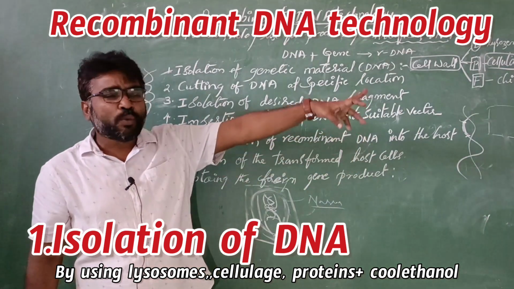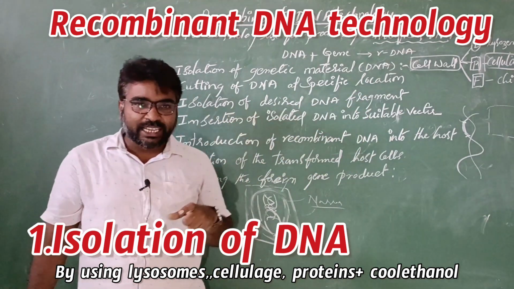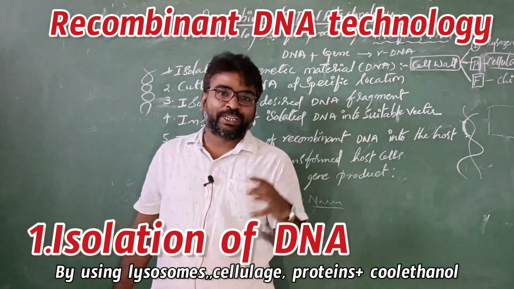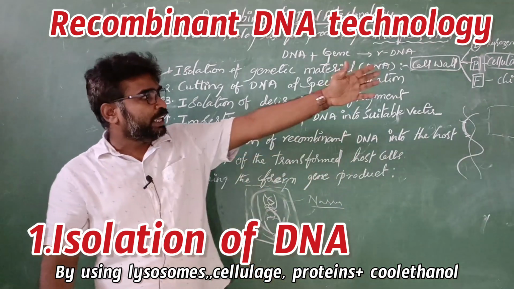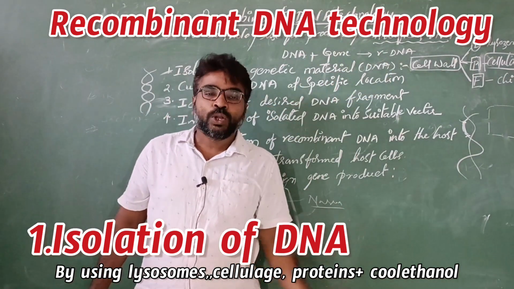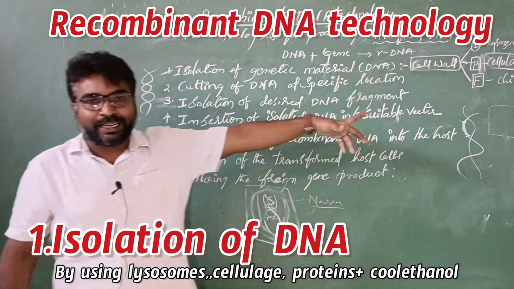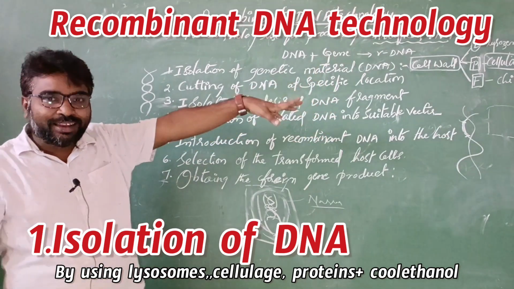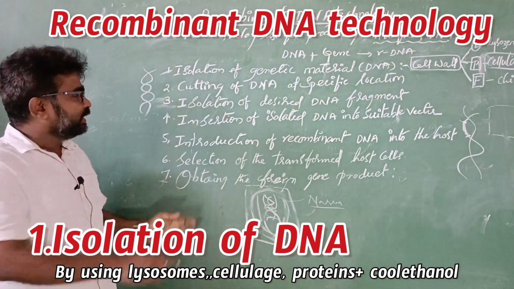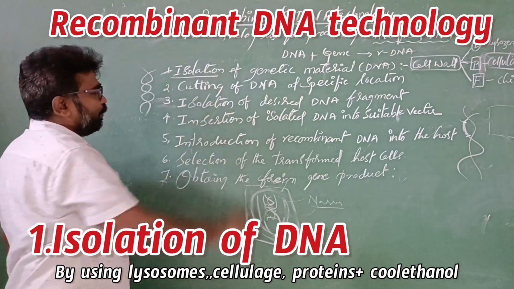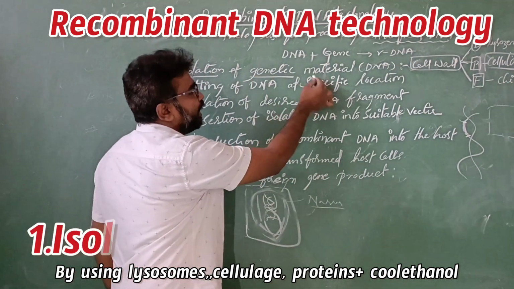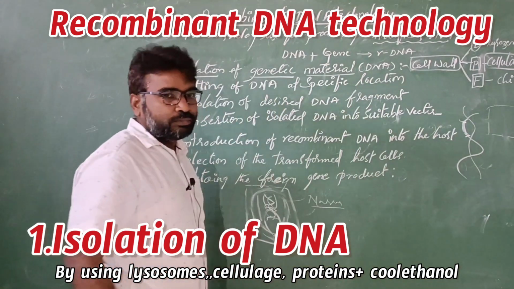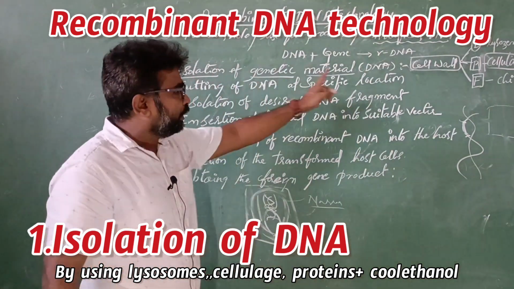Or DNA, we can see that DNA as a white precipitate or a thread-like structure when we add cold ethanol to that particular DNA material. Okay, my dear friends, in this, the first step is isolation of genetic material, or isolation of DNA.